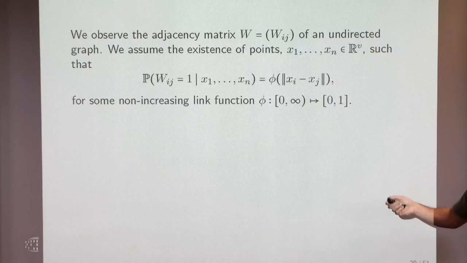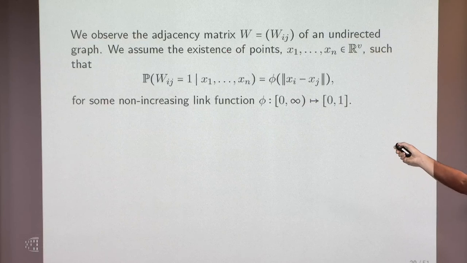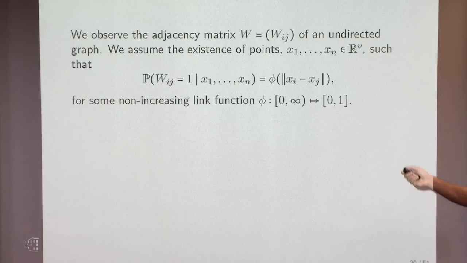I'll give some points in the next slide. But here's the setting. You have an adjacency matrix, but I really mean the weights are either 0 or 1. One if there's an edge and zero otherwise. And we still assume the graph to be undirected.